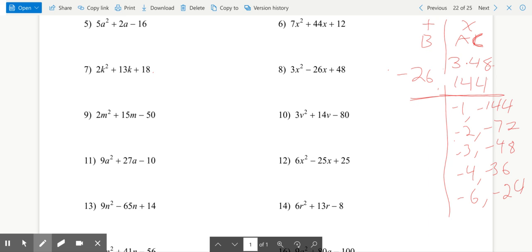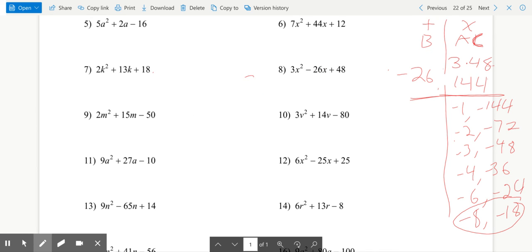144 is not divisible by 7, but it is divisible by 8. So it'd be -8, -18. There we go. -8 plus -18 is -26. So these are the factors that we're looking for. So now we're going to do the same process that we did before. We're going to take these factors and we're going to use them to split up our middle term.